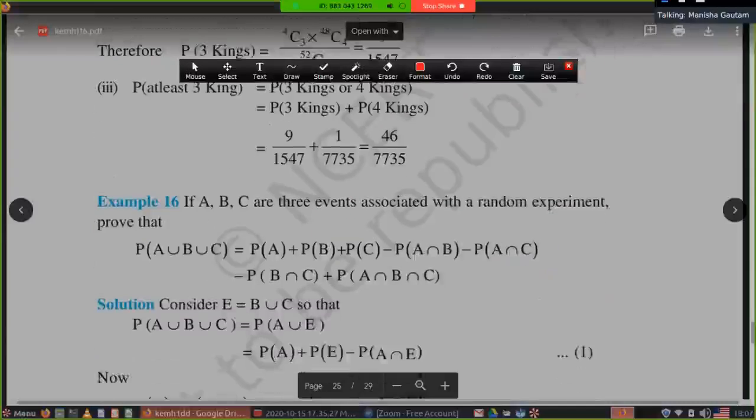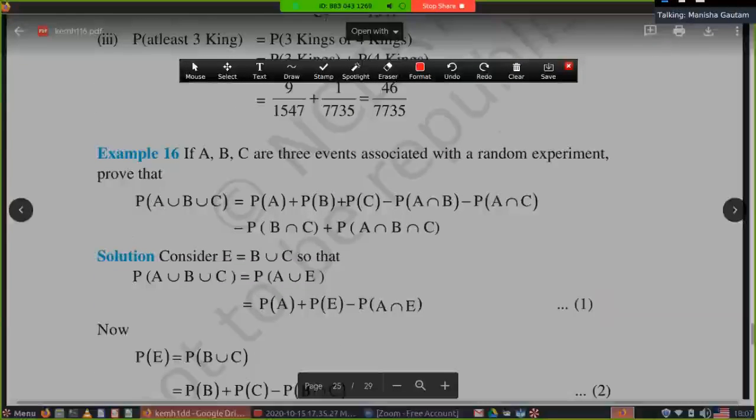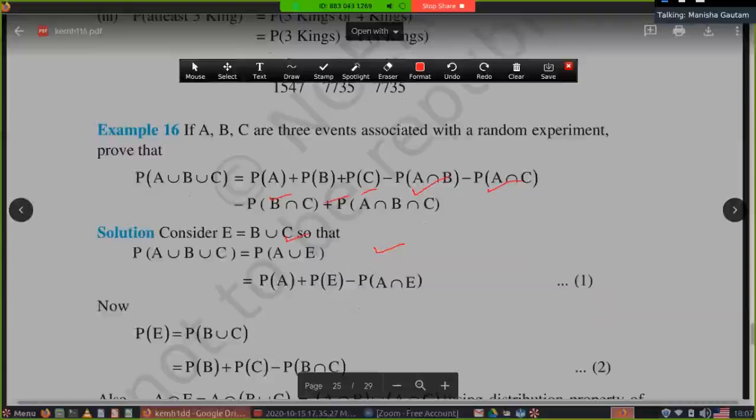In this example, here you have to derive a formula of probability of A union B union C: probability of A plus probability of B plus probability of C minus probability of A intersection B, minus probability of A intersection C, minus probability of B intersection C, plus probability of A intersection B intersection C. For this, we have done the probability formula for two events.